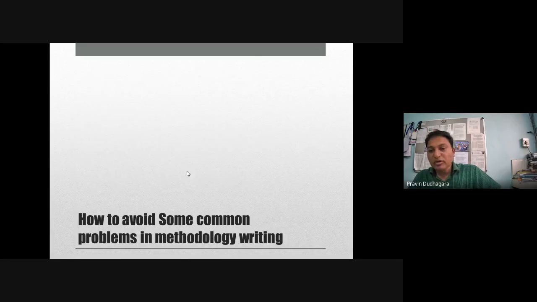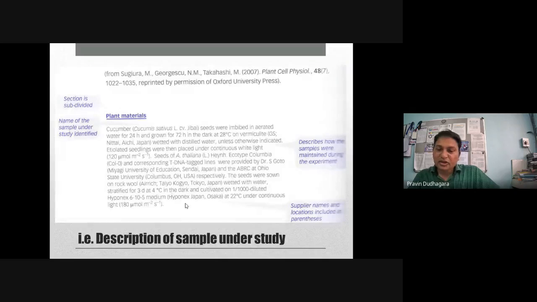How to avoid some common problems in methodology writing. Your methodology writing is considered a very important part. Your method should be properly cited. Whichever tools, techniques, or instruments you used, you can put the company names and very minute information, for example the galvanometer you used, or some particular instrument like chromatography you have used. Put each and every specification which was operated for your sample analysis, whatever the particular details are.